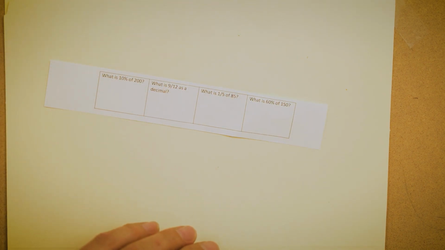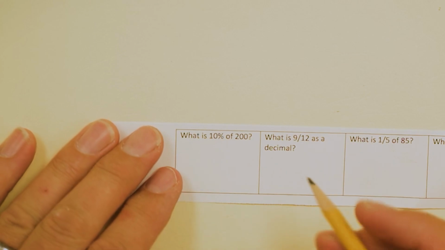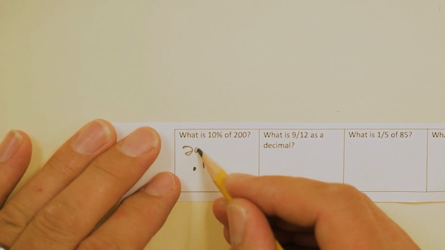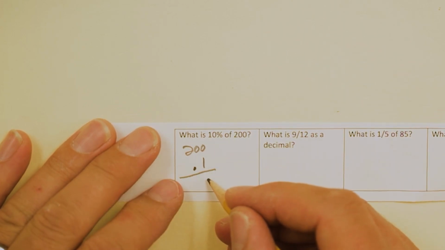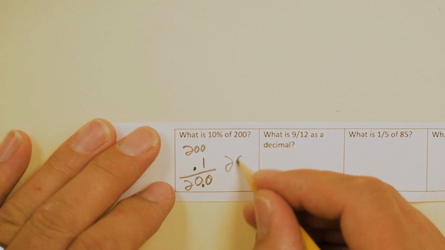Very nice. Let's take a look at the warm-ups from this past week. We had 3 warm-ups that we're looking at. Let's look at this warm-up here first. What is 10% of 200? 10% as a decimal is going to be 0.1. Let's go ahead and multiply that times 200. 0, 0, 2. Don't forget where that decimal goes. Your answer is 20.